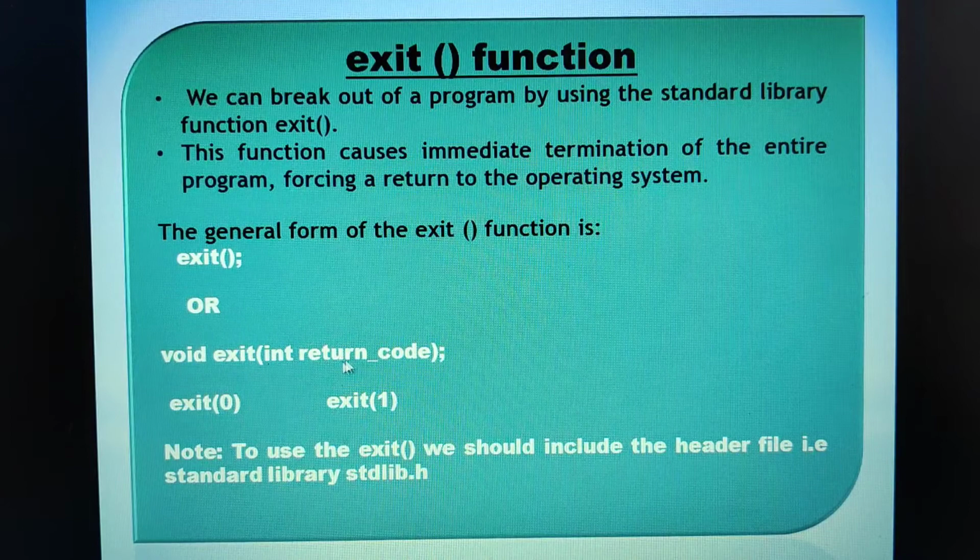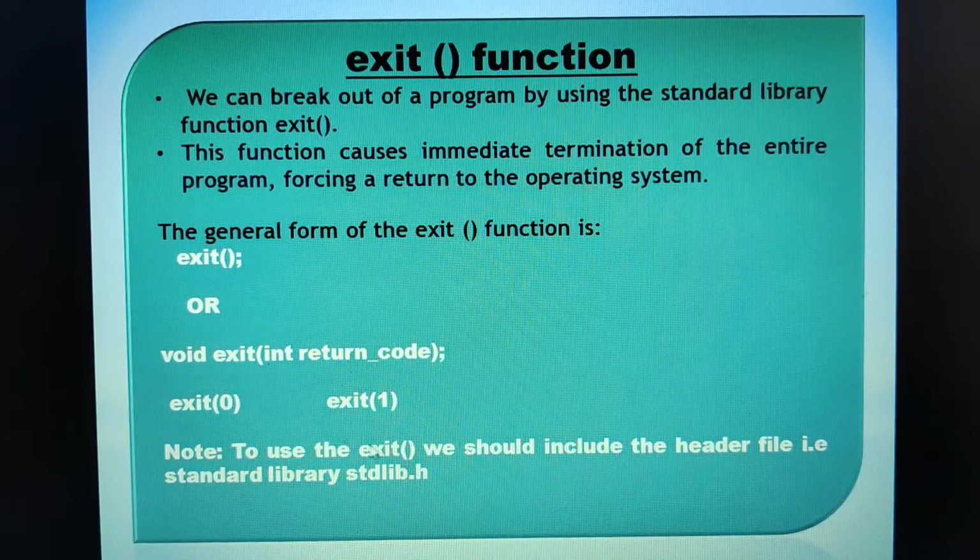Now this is again a general syntax, either this or this. This is the general syntax without any argument. Now this is the general syntax with the argument. This is void. Void in the sense what? It doesn't have any return type, isn't it? And then int is a data type, followed by a variable name, wherein this return code may hold the value 0 or this return code may hold the value 1.